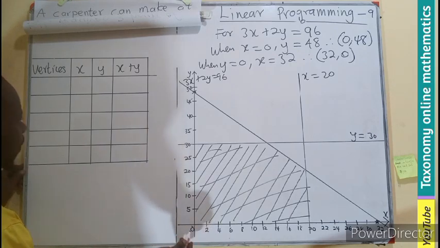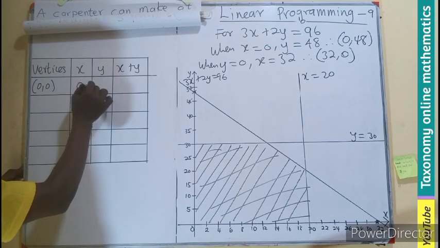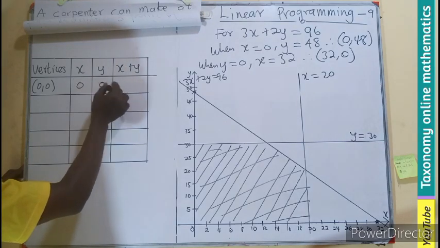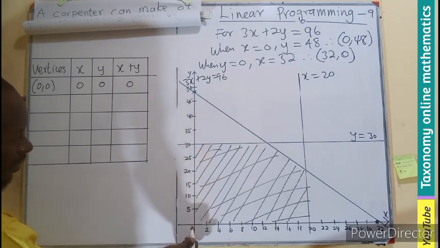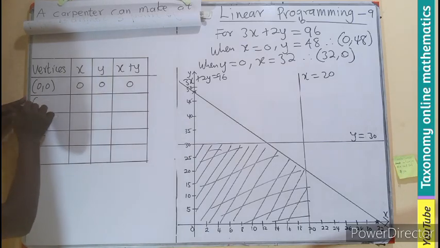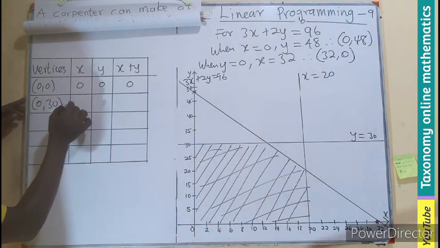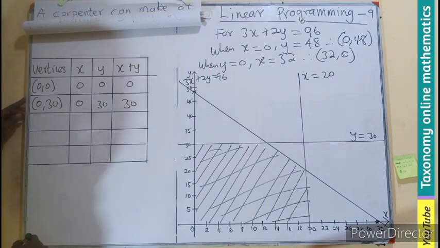This is one corner. So we have 0, 0. On the x-axis 0, y-axis 0. If you add the two, you still get 0. Let's climb up a bit. 0 on the x-axis, 30 on the y-axis. So we have 0, 30. If you add the two, you get 30.